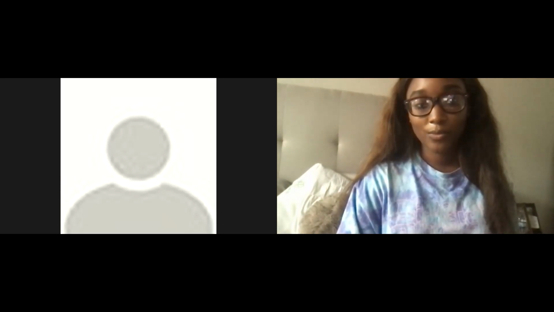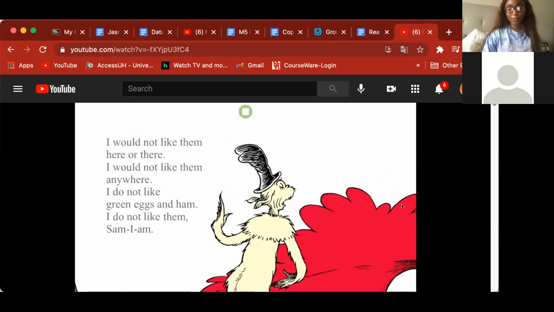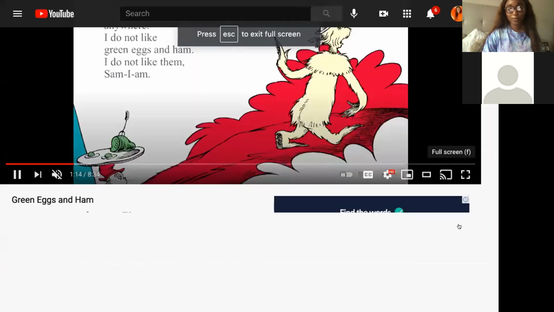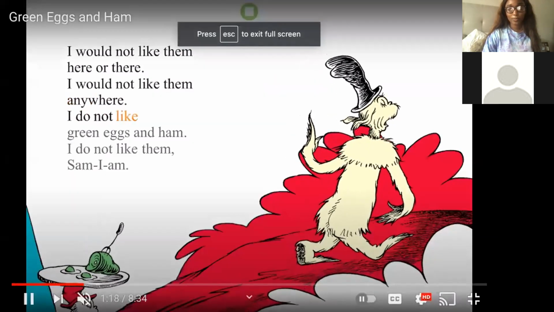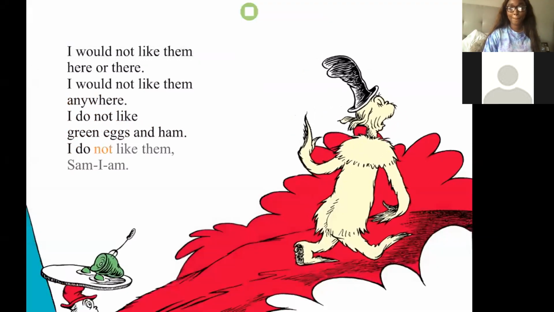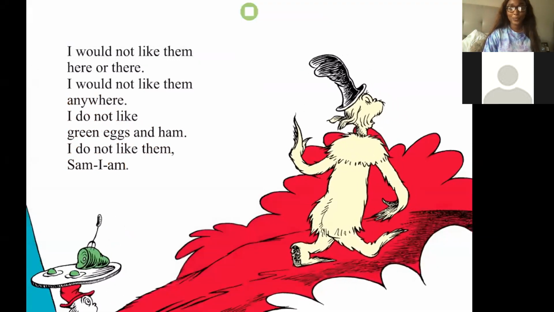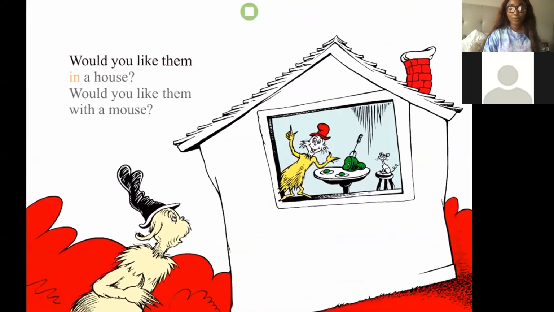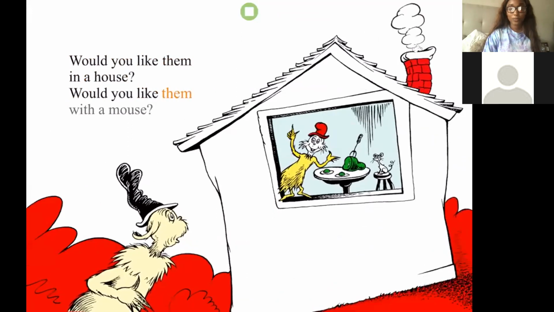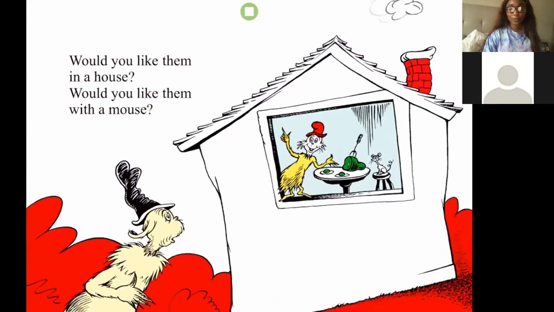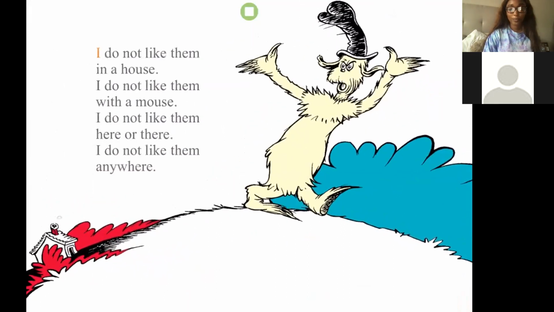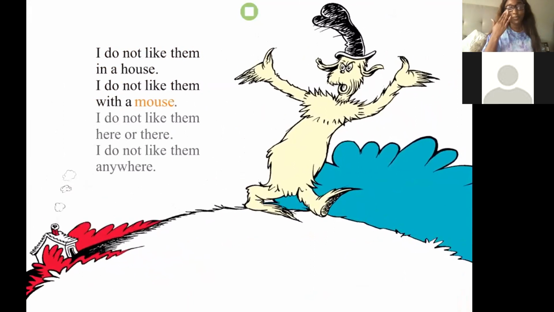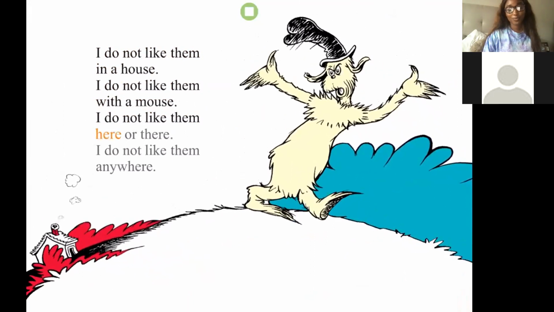Yes, we did have two characters in the book, and one of our characters did have a name. His name was Sam I Am. That's a funny name, but that's okay because it's still a name. All right, so where did they go in the book? They went to a lot of different places. They went to a house, they went on a boat, they even, in the book, said they went anywhere and everywhere. That's right. Now, what kind of things did you see and hear said in the book?